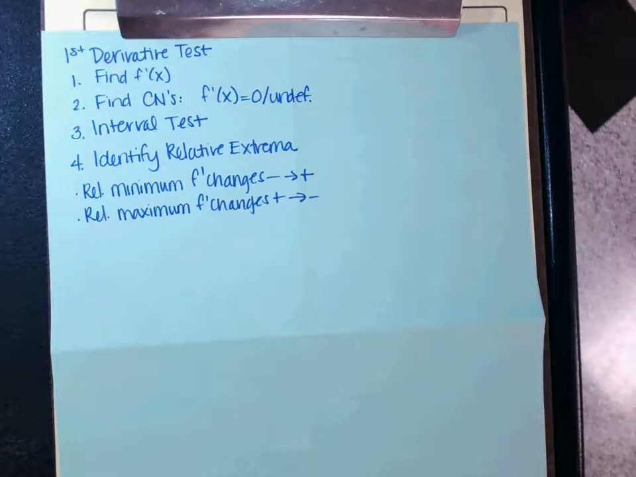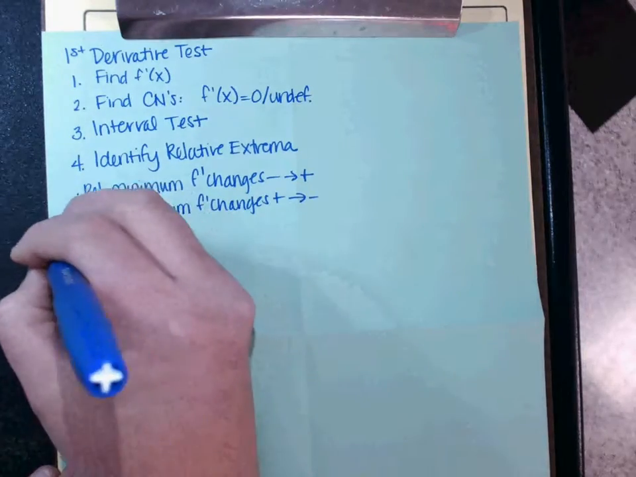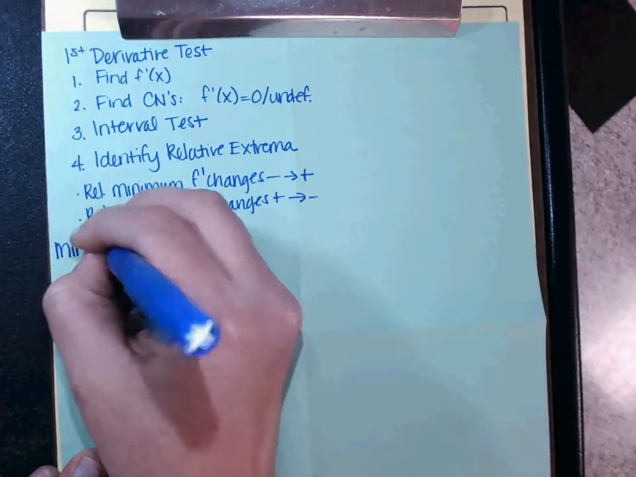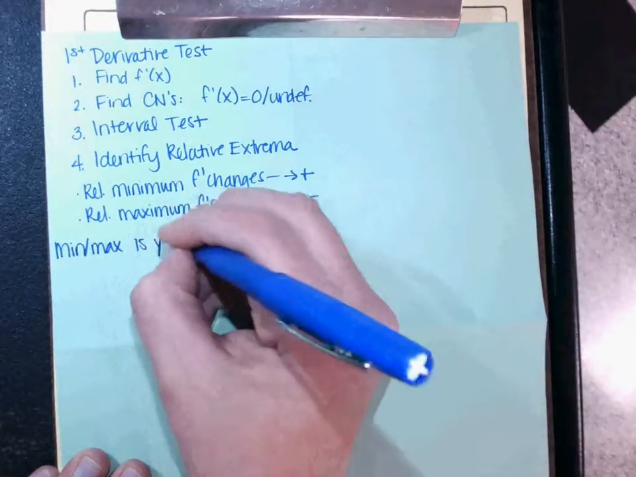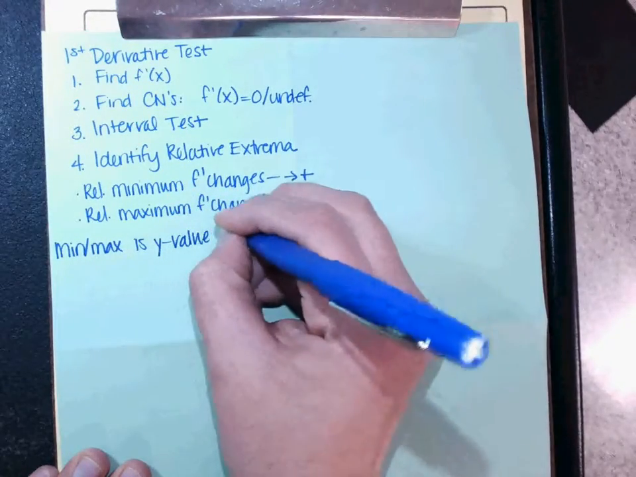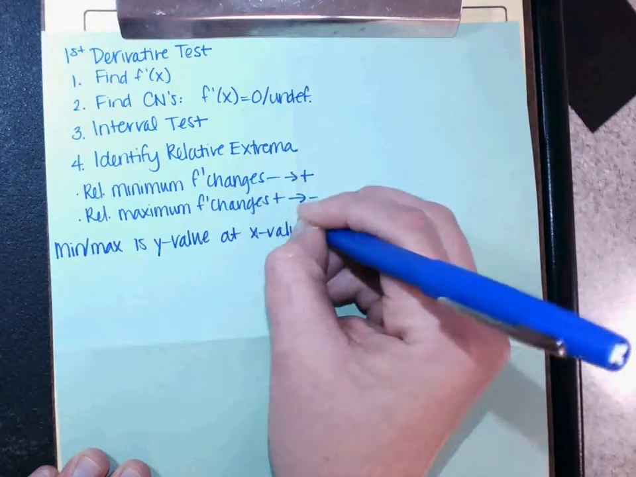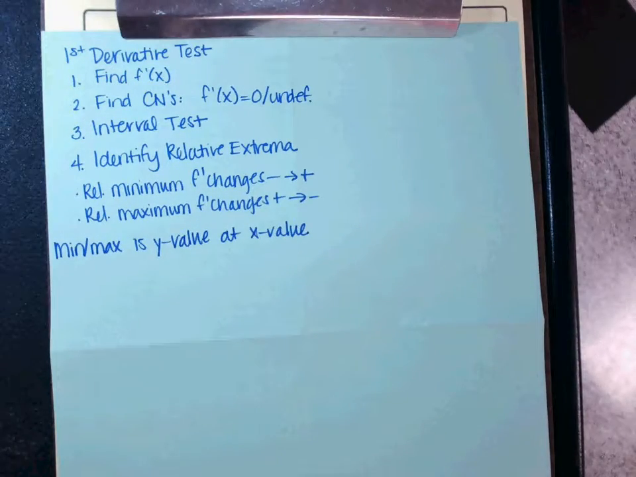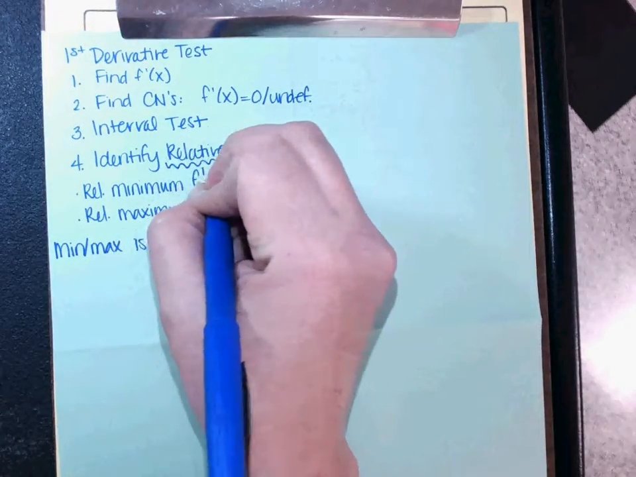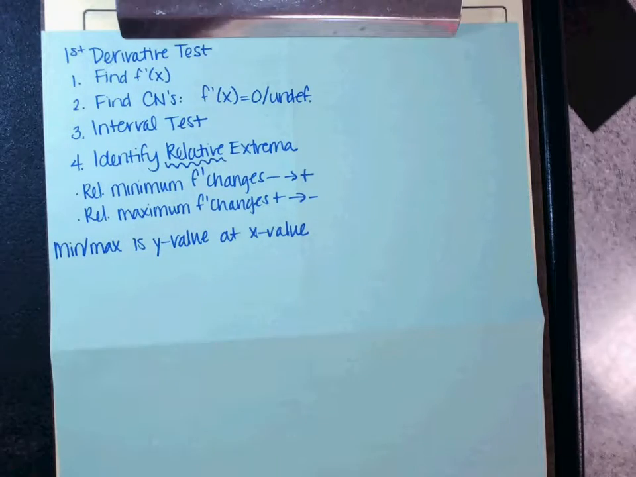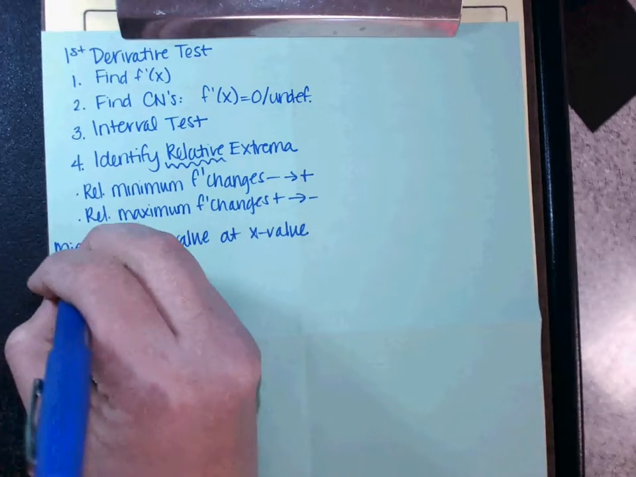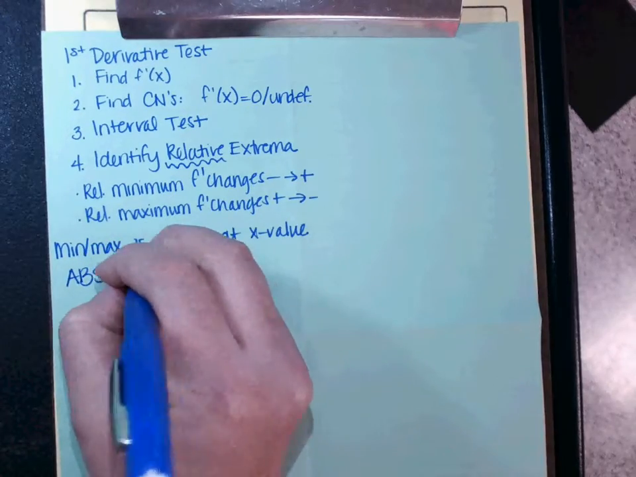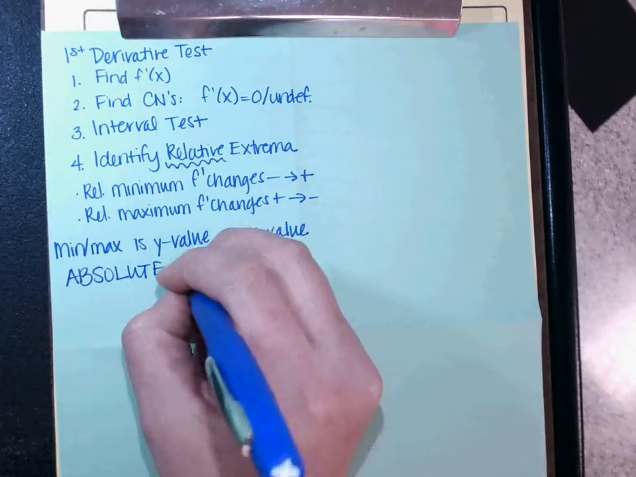Okay? Also remember that your min and max value is the y value, and it occurs at the x value. So we would say, the maximum height of the ball is 48 at 3 seconds. So make sure that you understand your verbiage there. Now also remember that these are to find relative extrema. Okay, that does not make them the absolute extrema. Remember to check and see if something is the absolute extrema or min or max.